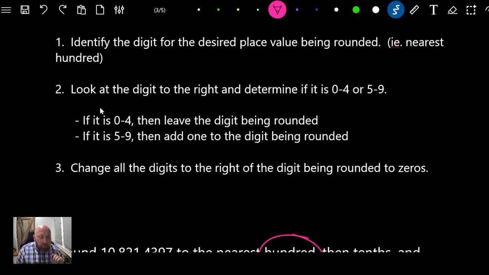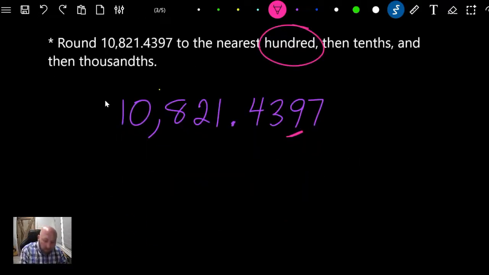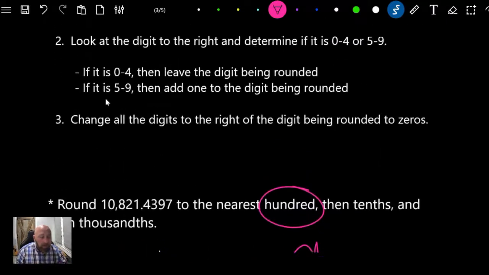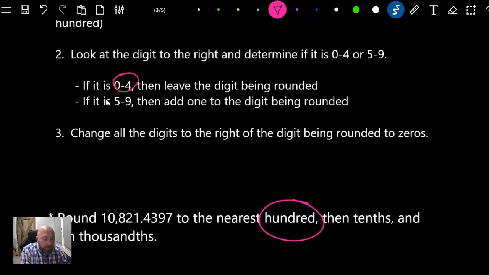Number 2, we want to look to the digit to the right. So come over here. We're going to look at his next door neighbor to the right. It's a 7, okay? So let's go back up here. If it's 0 to 4, we leave it alone. It's not. It's between 5 and 9. It's a 7. So what does it say there? We're going to add 1 to the number being rounded.